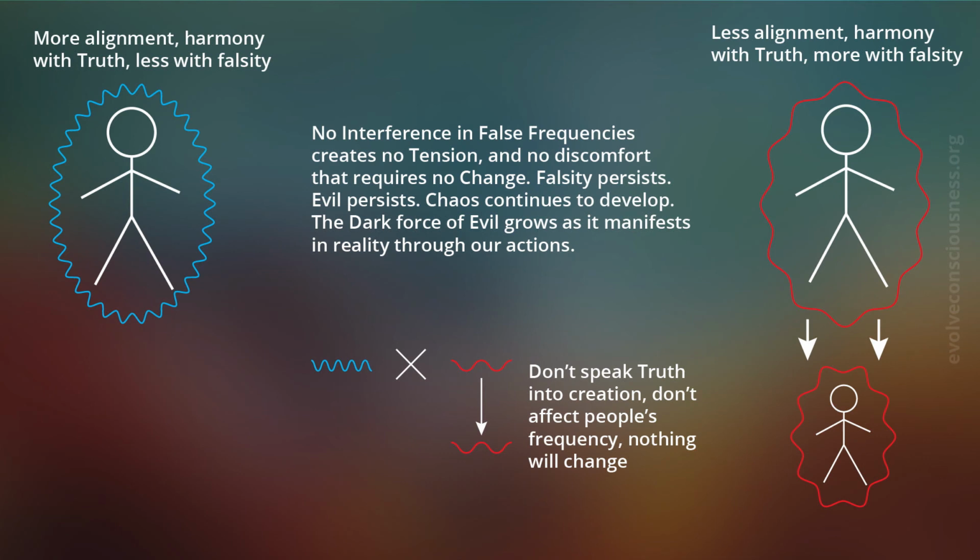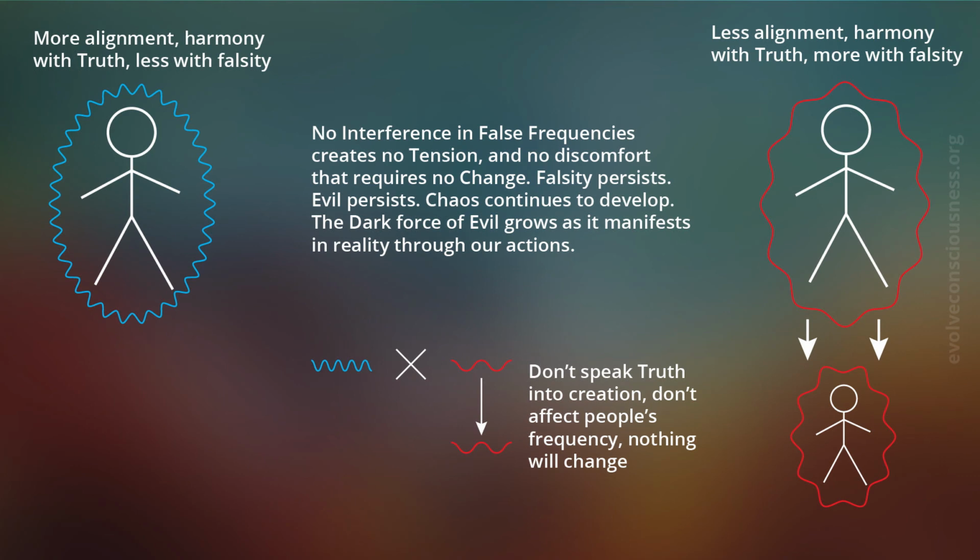So what happens? You don't speak truth into creation, don't speak truth into existence, then you don't affect people's frequency, and nothing will change. So the person will go from a red frequency to staying as a red frequency because the blue frequency did not come in to interfere with the red frequency's falsity. Truth is not affecting falsity, so nothing happens to the falsity.